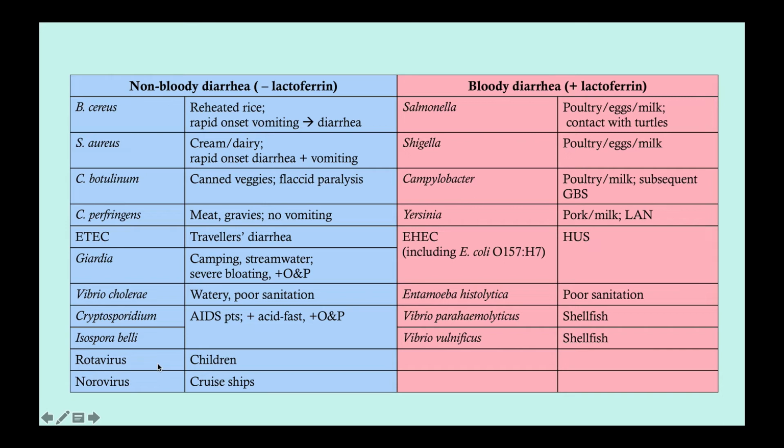Rotavirus, kids with rotavirus. Number 1 cause of diarrhea in kids. So that should be the first thing you think of. Very easy to transmit. Kids sticking their fingers in their butts and then onto their toys and then giving those toys to other kids just spreads like wildfire in daycare. So that's rotavirus. Norovirus is the one that you always see on cruise ships.